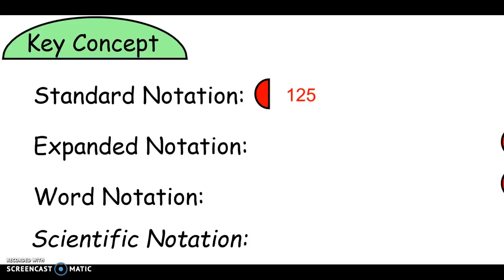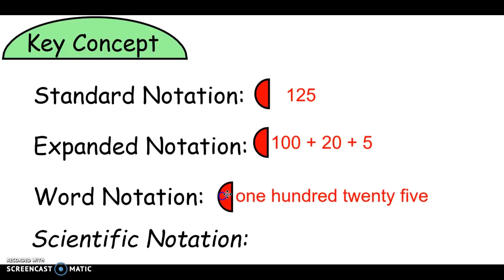If you think back to elementary school, you learned expanded notation. And that would be when you take it by place value. So 100, 2 tens is 20, and 5 ones is 5. And then word notation is just what it says. You write it out: one hundred twenty-five.